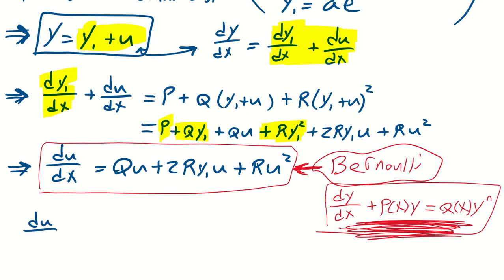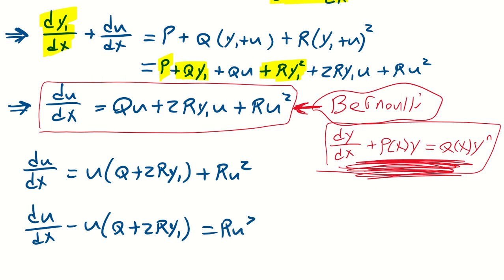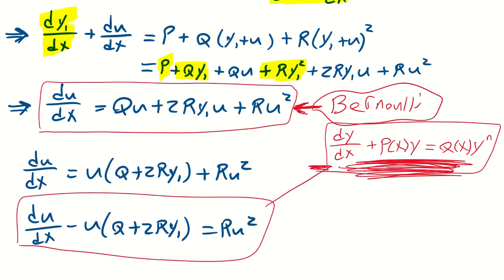First, I'm going to do a little factoring. We'll say du/dx is equal to u(q plus 2ry₁) plus ru squared, and then we get du/dx minus u(q plus 2ry₁) is equal to ru squared. This now definitely looks like a Bernoulli equation, because after all it is a Bernoulli equation. And we know how to solve that, so let's do it.